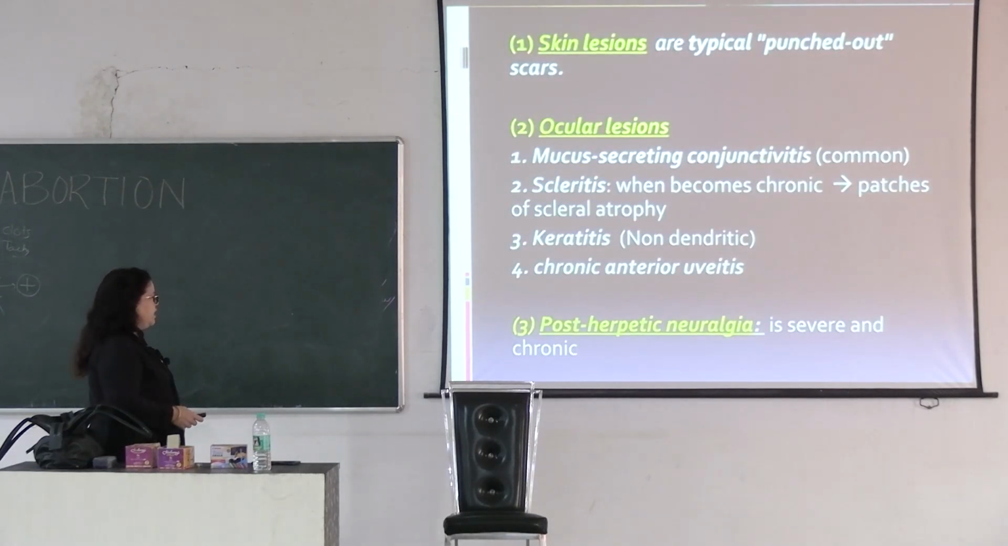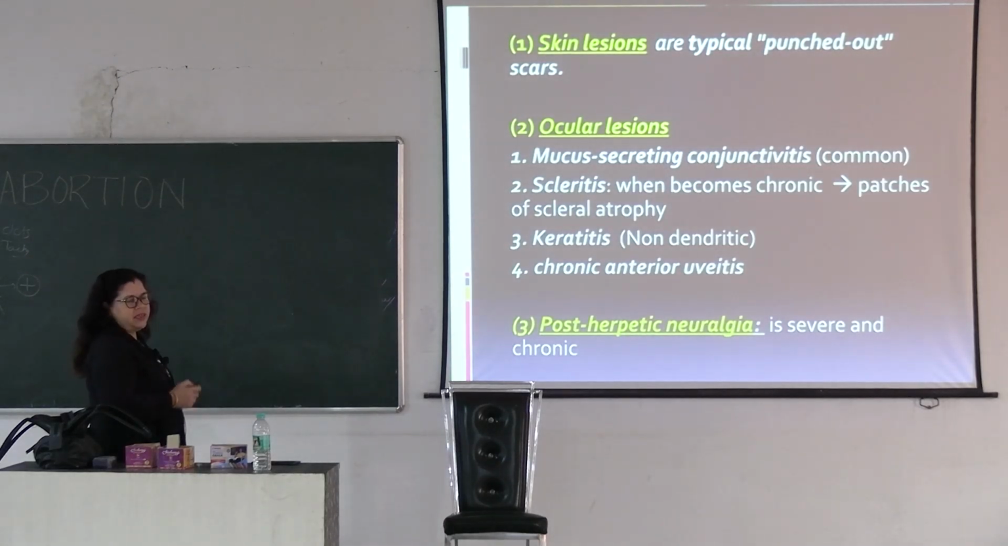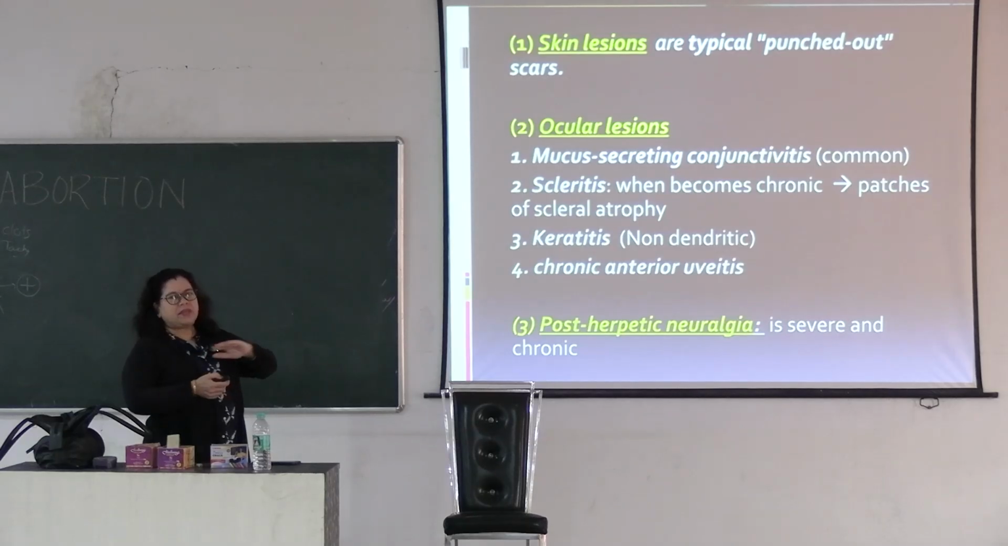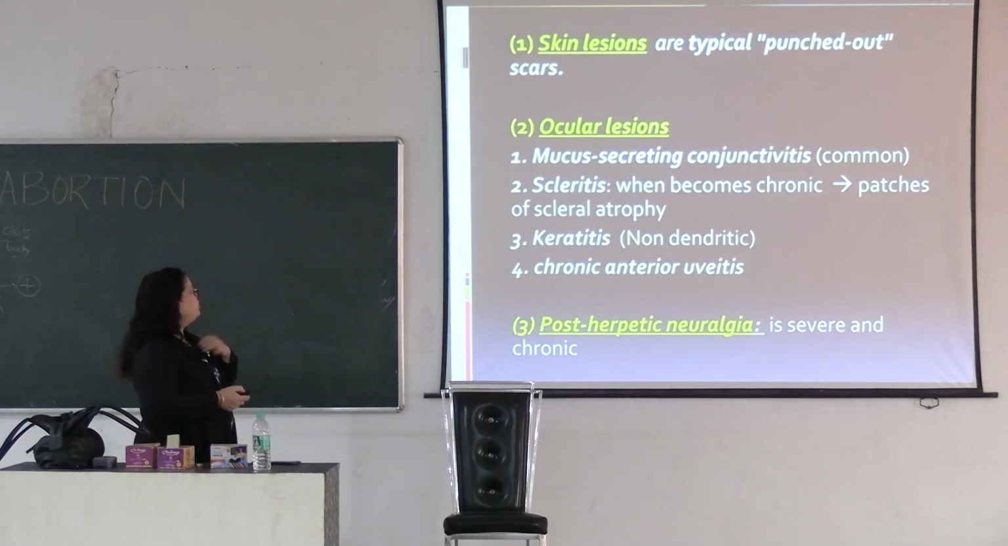So, skin lesion. In this stage, a typical punched out scar is present. In the acute stage, there are eruptions of vesicles, pustule formation, bursting of the pustules and scarring. So in this stage, we find the punched out scar. This scar is present on the skin and it is above the level of the surface.